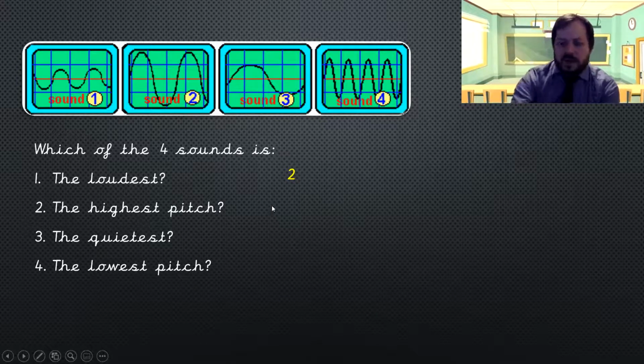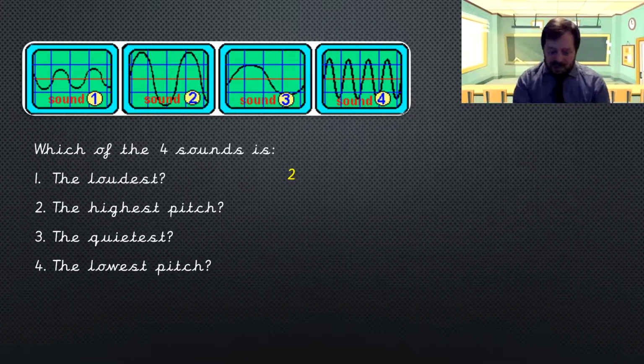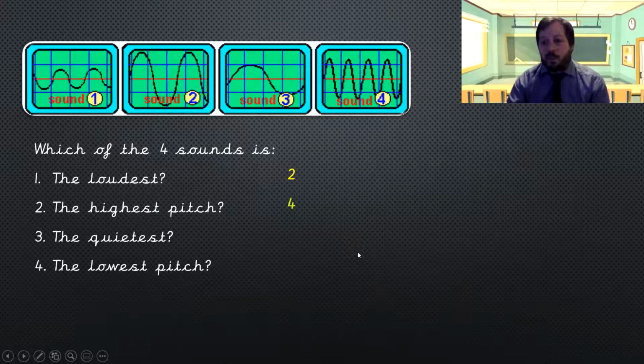Then we've got the highest pitch, and the highest pitch, remember, is frequency, so the number of waves in the same space. So we've got 1, 2 and a bit waves. We've got 1 and a half almost. This one we've got 1, not quite 1 full wave. In this one we've got 1, 2, 3, almost 4 waves. So the highest pitch will be number 4 because we've got the most waves in the same space.